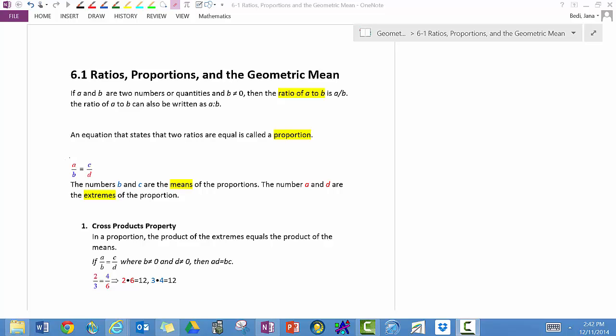You are already familiar with ratios. A proportion is simply two ratios on either side of an equal sign. So if we look at this proportion here, then the numbers B and C in blue are called the means. The numbers A and D in red are called the extremes.